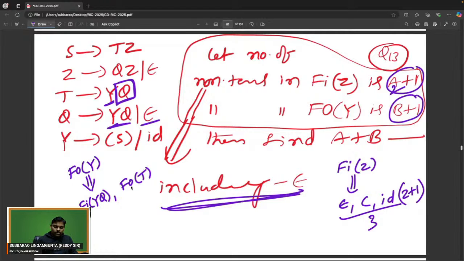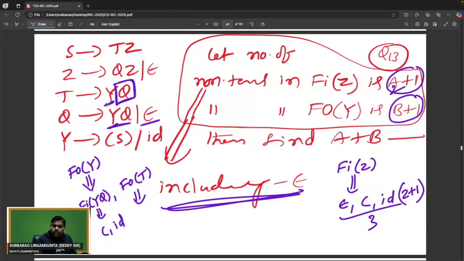Follow of T also. Right? So let's see one by one. What is the first of Y? First of Y, if you go, open bracket ID, there is no problem. Now follow of T. What is the follow of T?